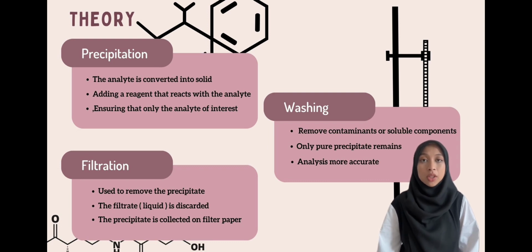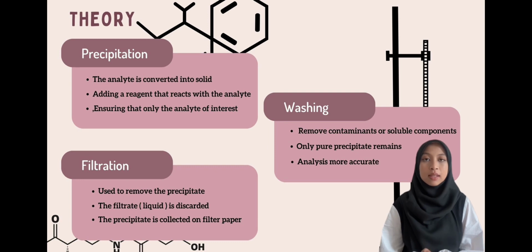Second is filtration. Filtration is used to remove the precipitate from the solution, while the filtrate, which is the liquid, is discarded. The precipitate is collected on filter paper or a porous medium. Next is washing. The precipitate that has been collected is washed to remove any contaminants or soluble components. This procedure guarantees that only pure precipitate remains, and this boosts the analysis accuracy.